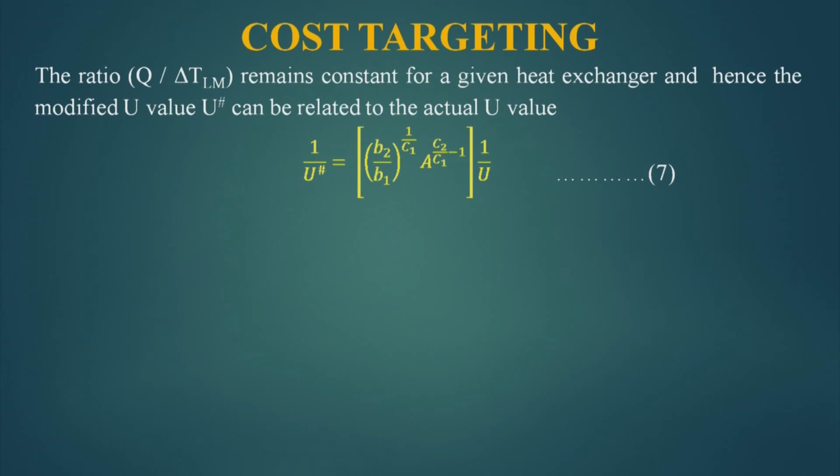So, now if I use this U hash in the equation Q is equal to U A delta T, I can find out the A hash value. Now, this U hash will be broken up into the contribution of each stream, that means h hot and h cold. So, we will see a relationship between the U and the contributing streams.